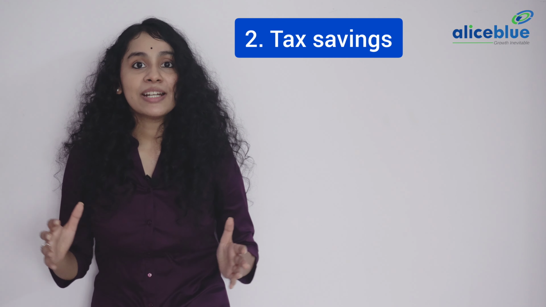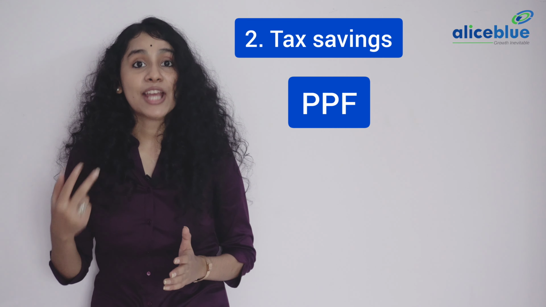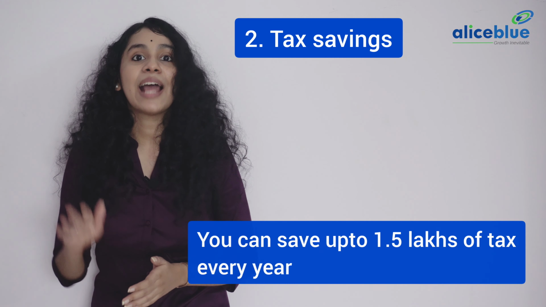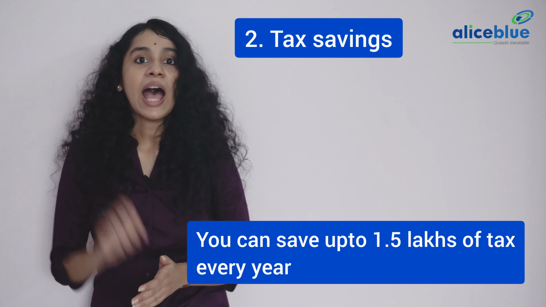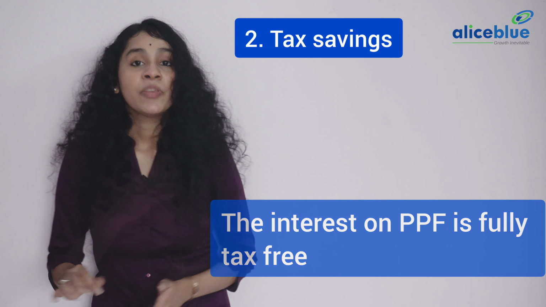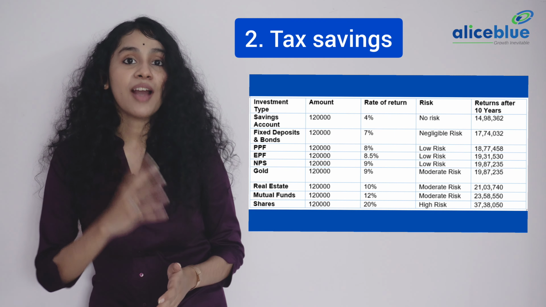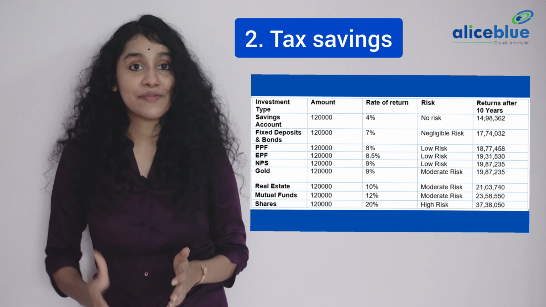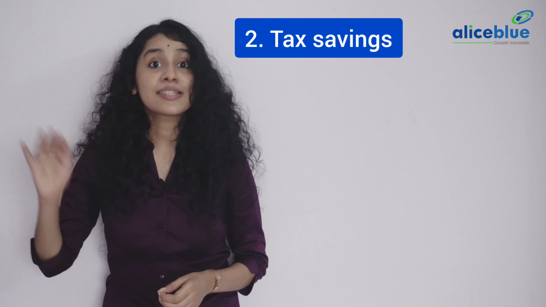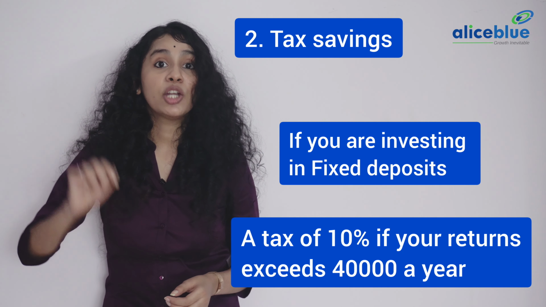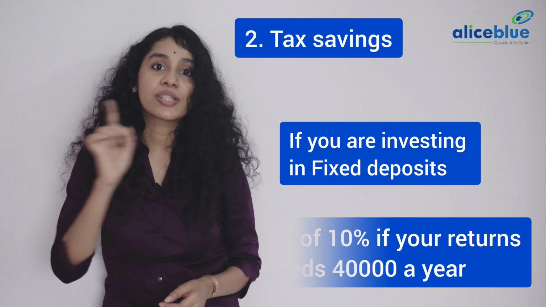For some of you, the goal might be tax saving. With investment types like Public Provident Fund, National Pension Scheme, Employee Provident Fund, you can save up to 1.5 lakhs of tax every year. And the interest that you get for your PPF is totally tax-free. If you look at the risk and rewards table, you can understand the amount of returns that you can actually get from each of these investment types. But if you are investing in fixed deposits, you will be levied a tax of 10% if your returns exceed rupees 40,000 a year.